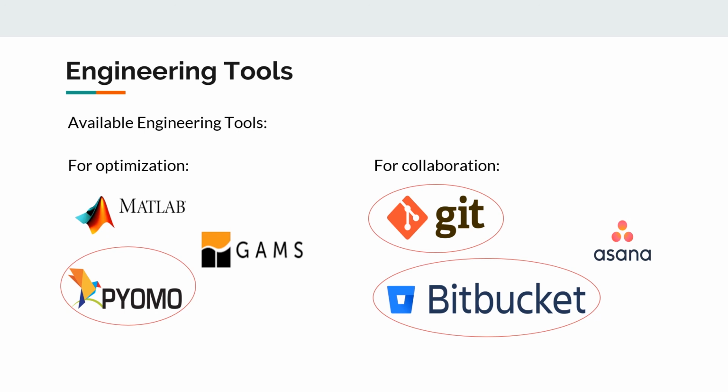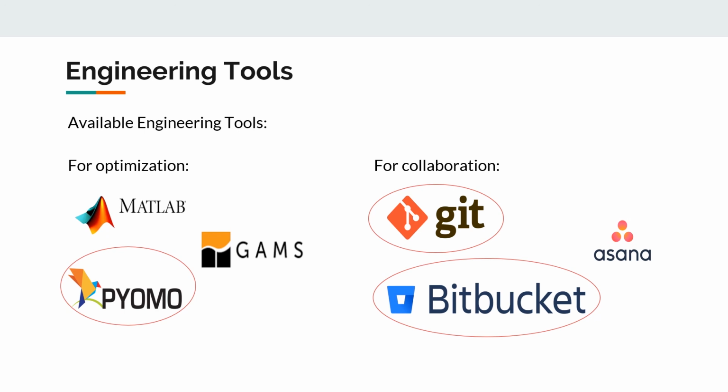MATLAB and GAMS are also adequate choices of software for this project. However, Pyomo is more suitable than MATLAB for optimization problems. GAMS has similar performance to Pyomo, but the group members were more familiar with using Python than GAMS. For collaboration on code, Git and Bitbucket were selected.